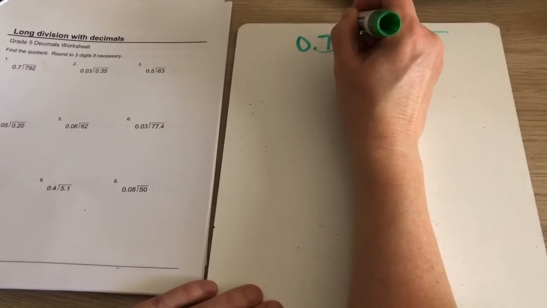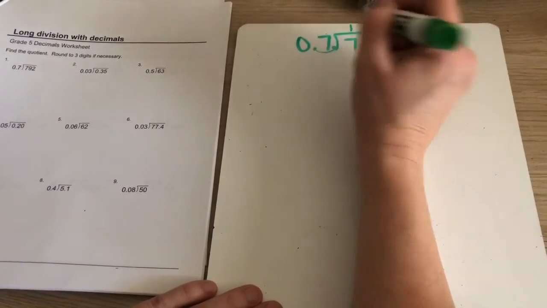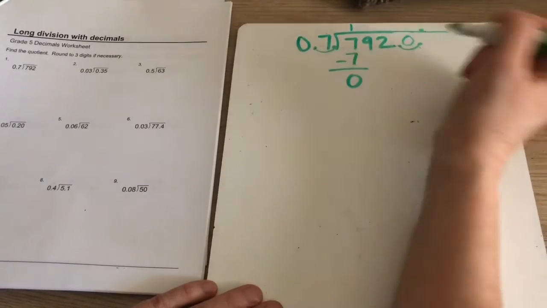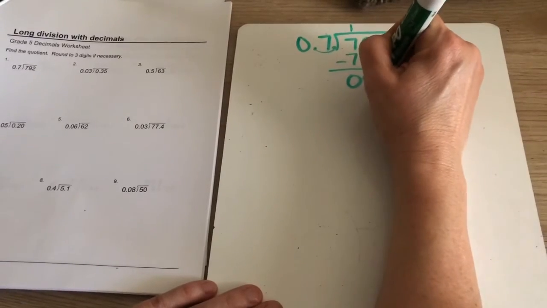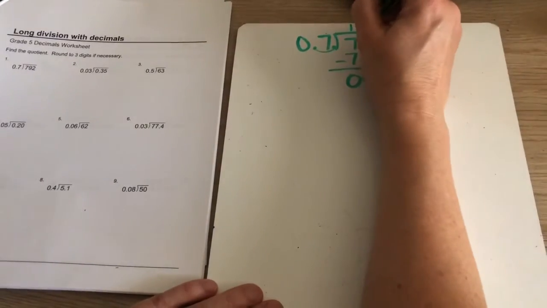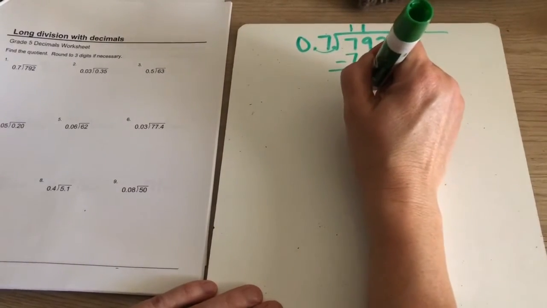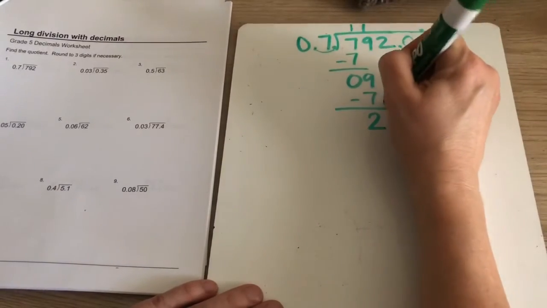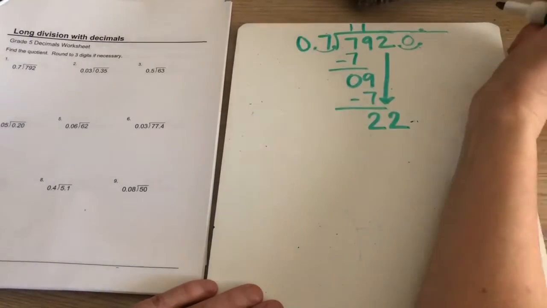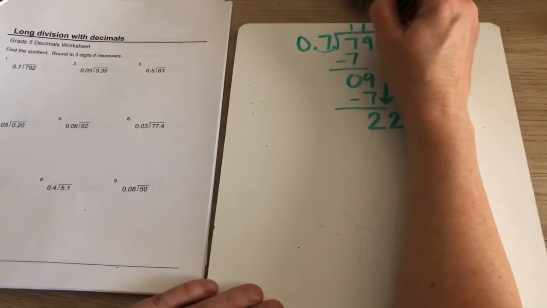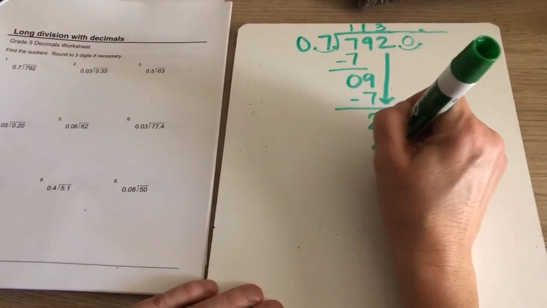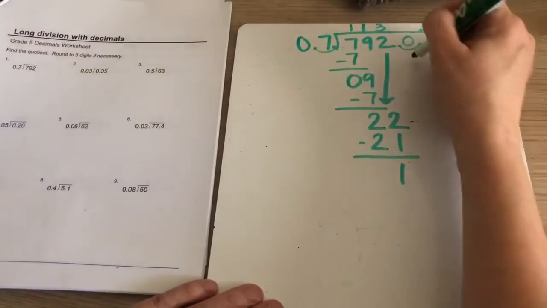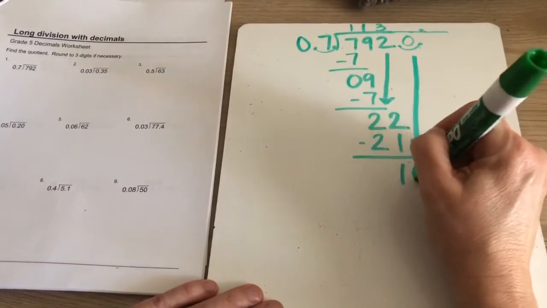All right, so 7 divides into 7 one time, and 1 times 7 is 7. Then I'm going to subtract and bring down the 9. 7 goes into 9 one time. 1 times 7 is 7. And I'm going to subtract and bring down the 2. And 7 goes into 22 3 times. 3 times 7 is 21. And then we're going to subtract and bring down the 0.